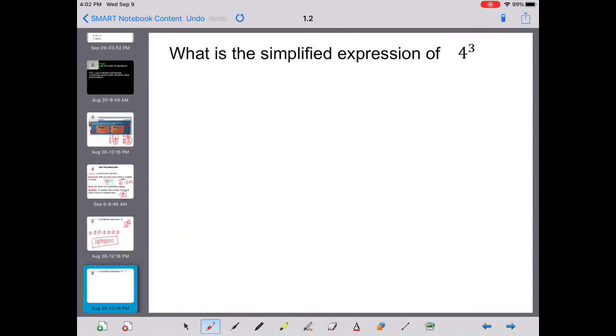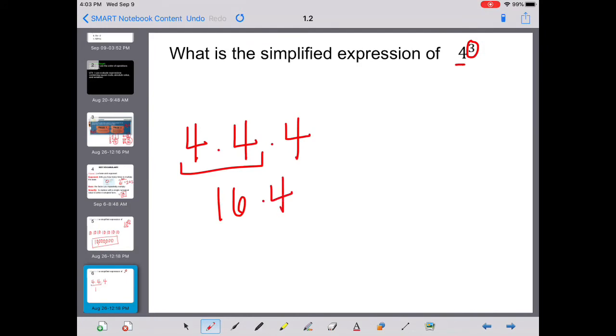What is the simplified expression of 4 to the 3rd power? This means I need to multiply the number 4 3 times. 4 times 4 times 4. Well, 4 times 4 is 16. 16 times 4 is 64.